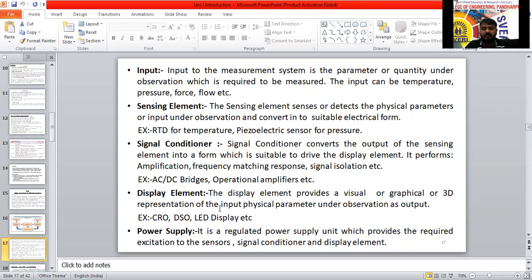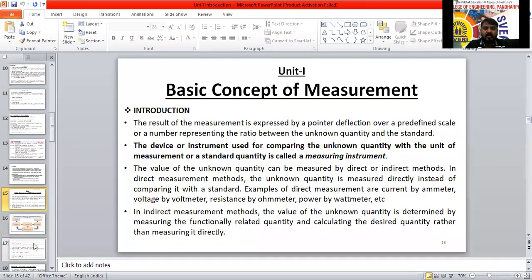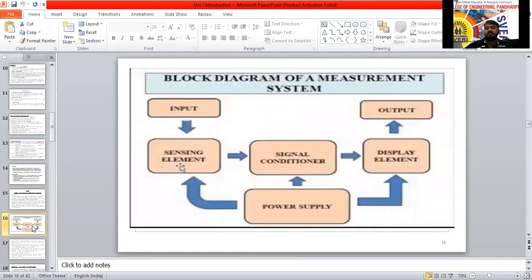But the main block is the power supply, which is a regulated power supply unit that provides the required excitation to the sensors, signal conditioner, and display element. For all three blocks, it is a regulated power supply. This is just the block diagram of our basic concept, the block diagram of the measuring system.